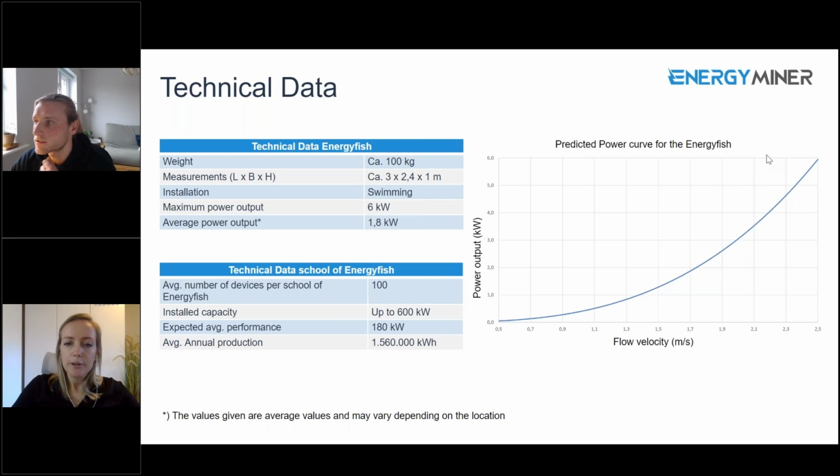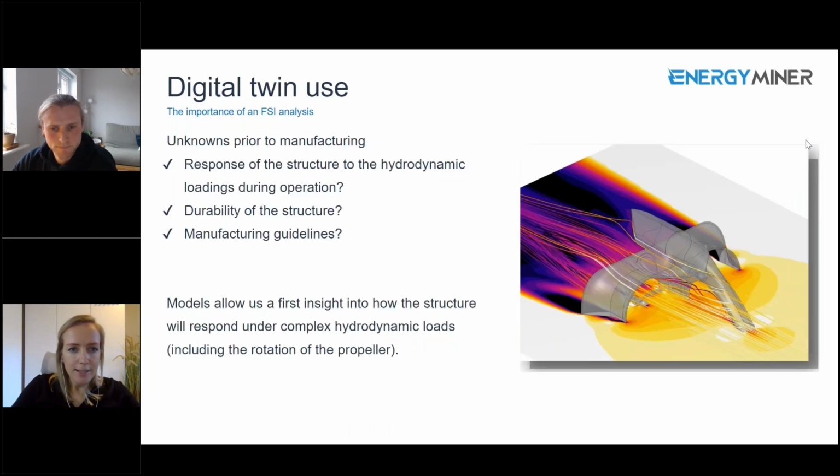Okay. So this explains why your engineers were saying that we're going to look at 2 meters per second as a sort of top end operating range. Yeah. So that would be where we want to ensure that we are not destroying our Energyfish through continuous loading.